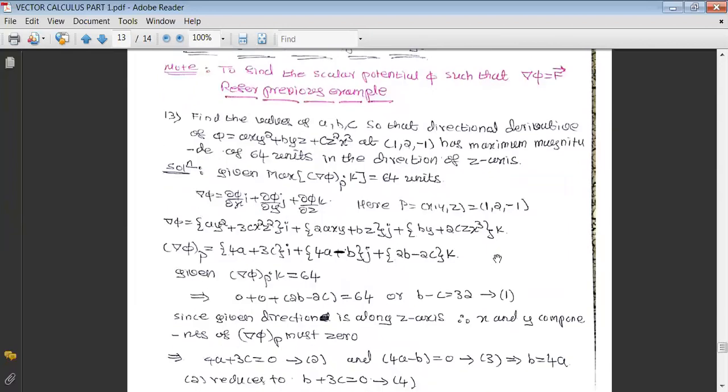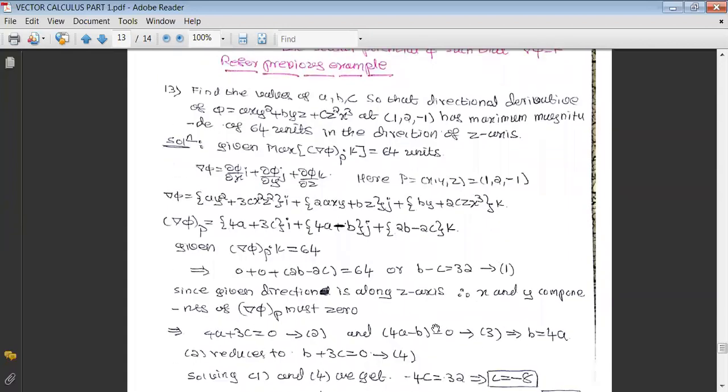Now, let us go to one more example. Here, the example is like this. Find the values of a, b, c so that the directional derivative of phi equal to axy² + byz + cz²x³ at this point, that is (1, 2, −1), has a maximum magnitude of 64 units in the direction of the z-axis.